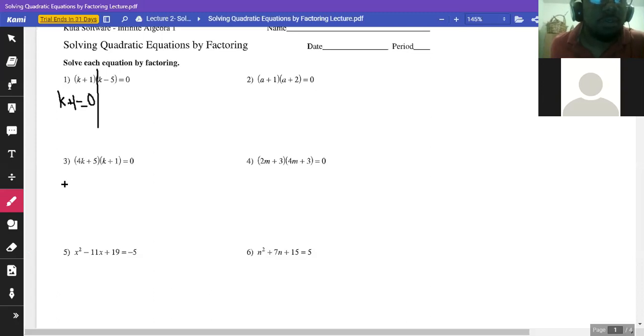So k plus 1 equals 0. K equals -1. And if I set k minus 5 equals 0, I get that k is equal to 5.